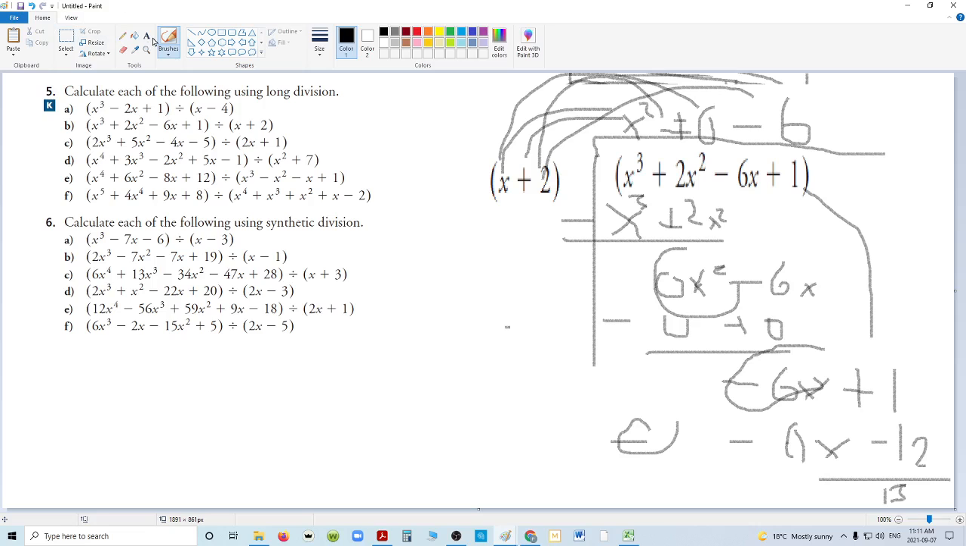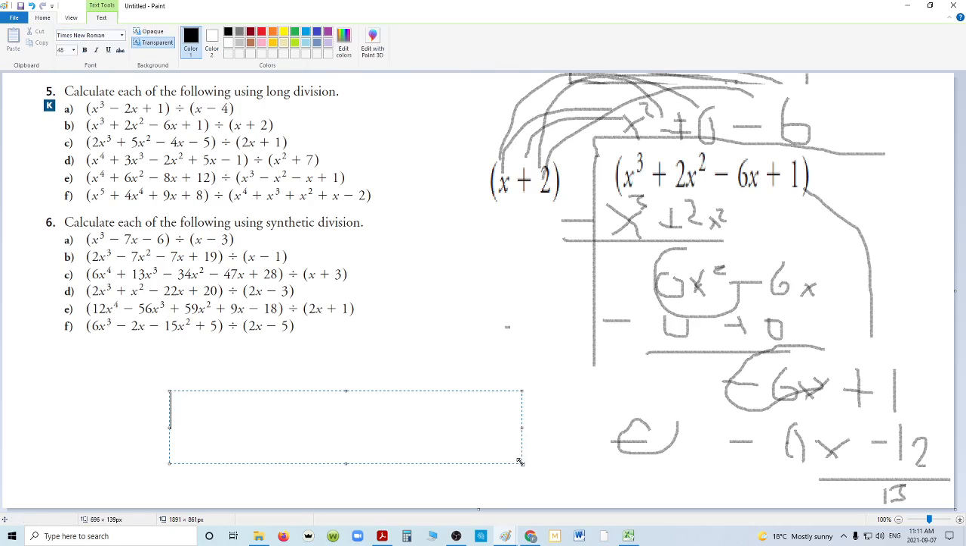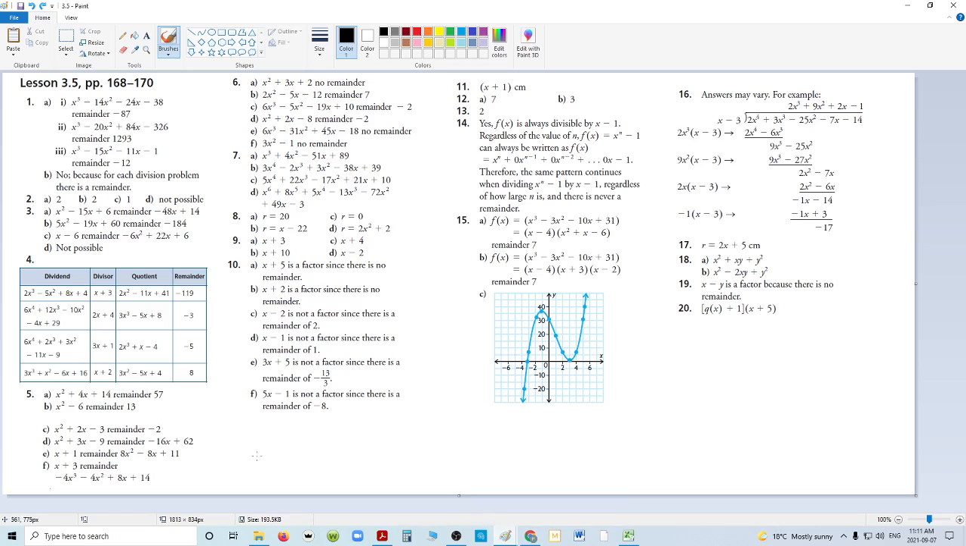So that means my quotient in this one is x squared minus 6, and my remainder is plus 13. A couple things I want to point out. One, I want to make sure I got it right. So there it is there. Got it.